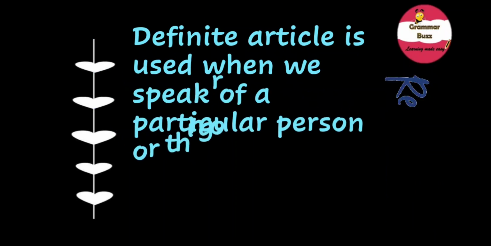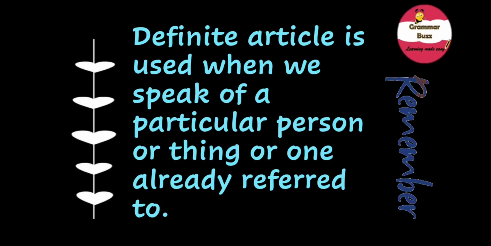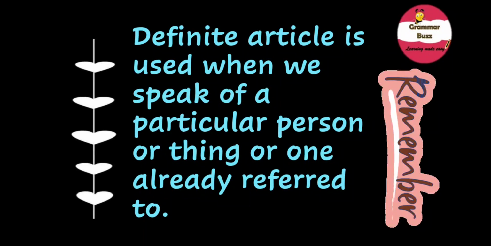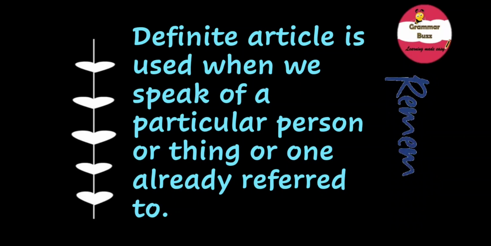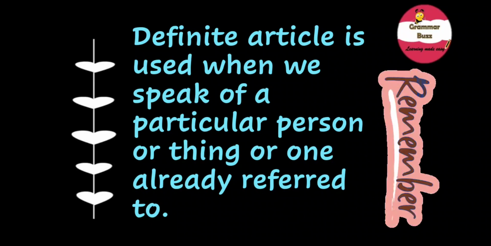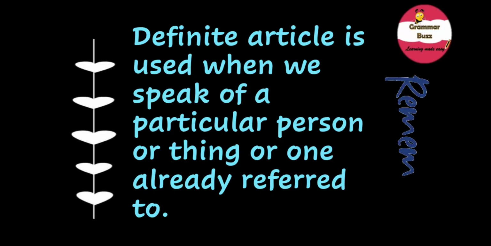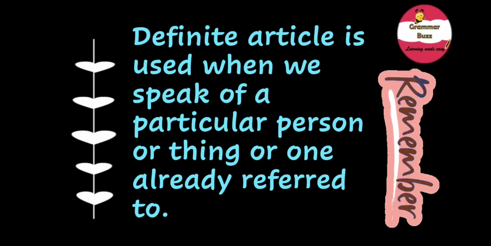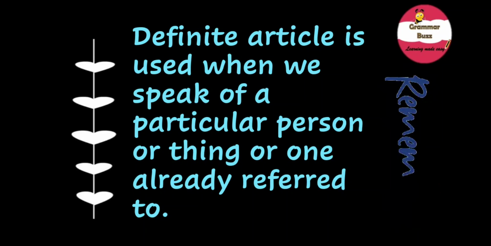So, here comes the remember. So what do we have to remember? All we have to remember is definite article is used when we speak of a particular person or thing or one already referred to. Simple, right?